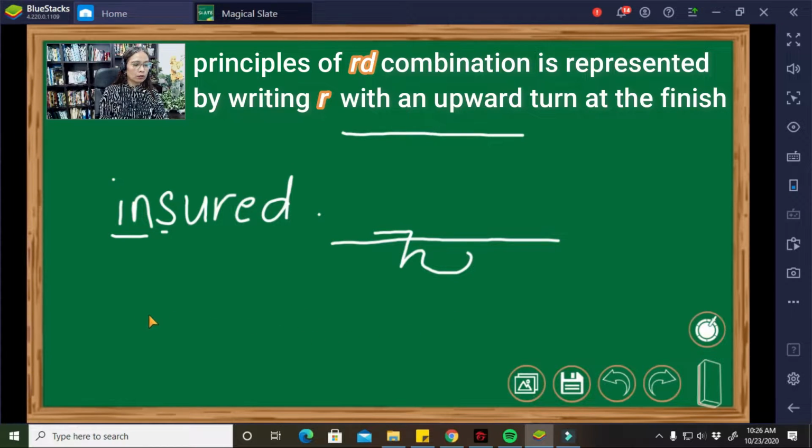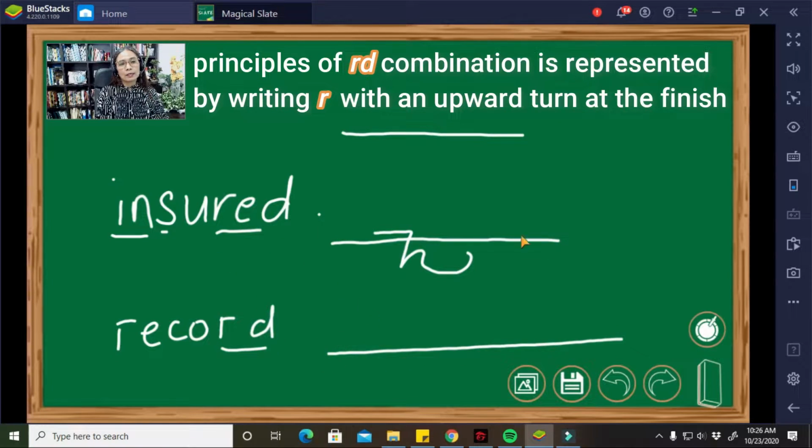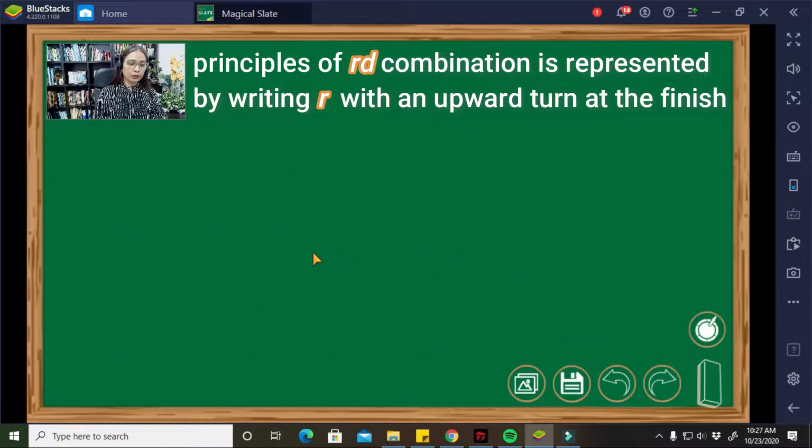One more example, we have the word record. There, we have RD. That is our lesson. We have R, and then we put the circle at the back because it follows letter K. And then we have the downward deep hook and the RD combination. That is record. Now it's time for you to read.